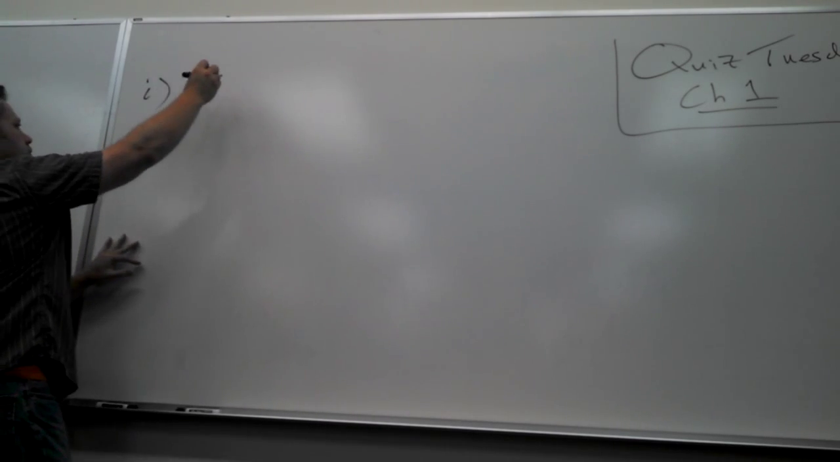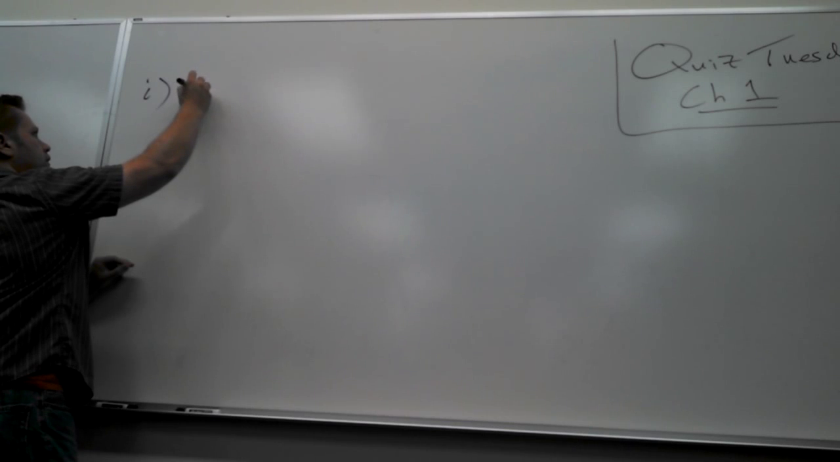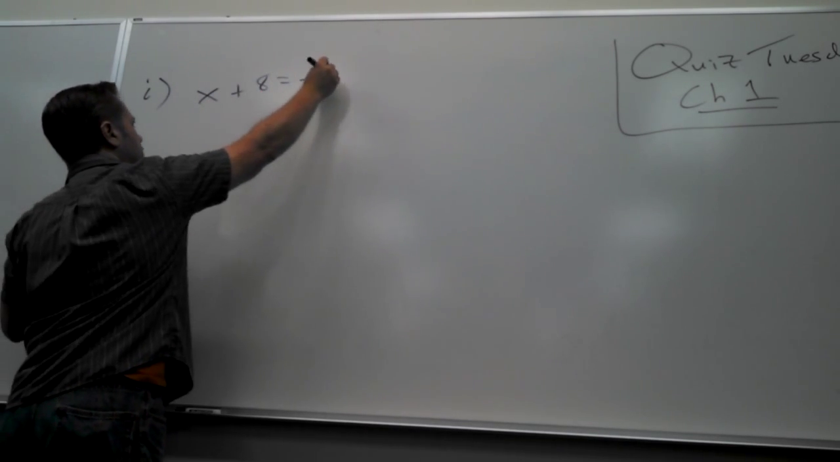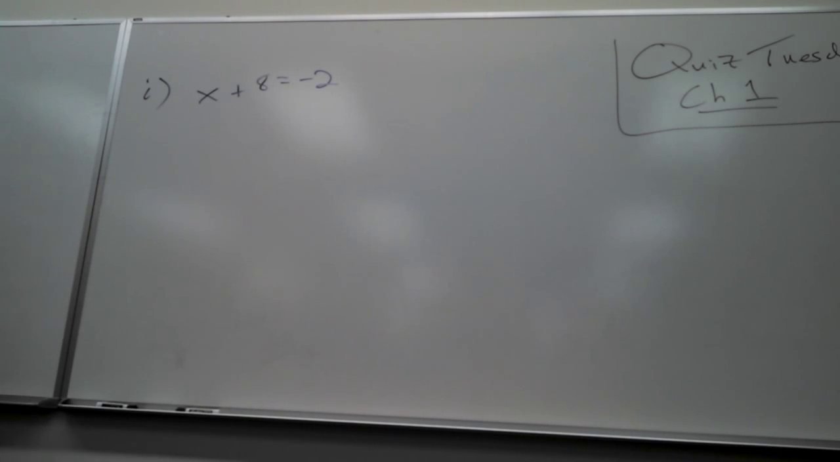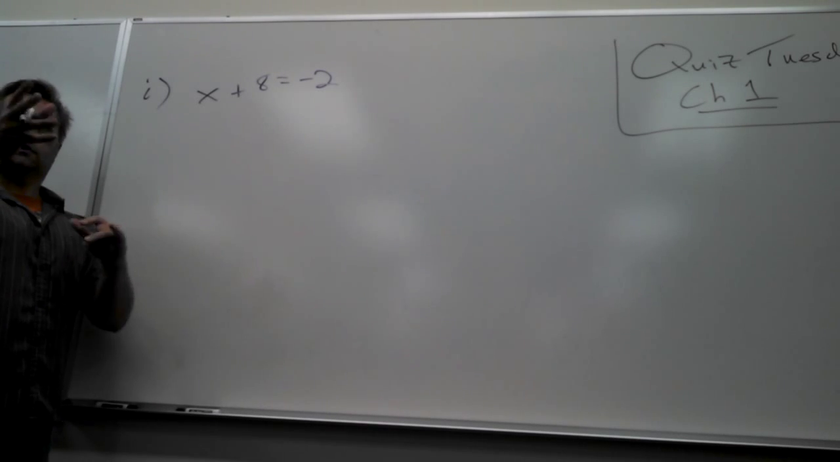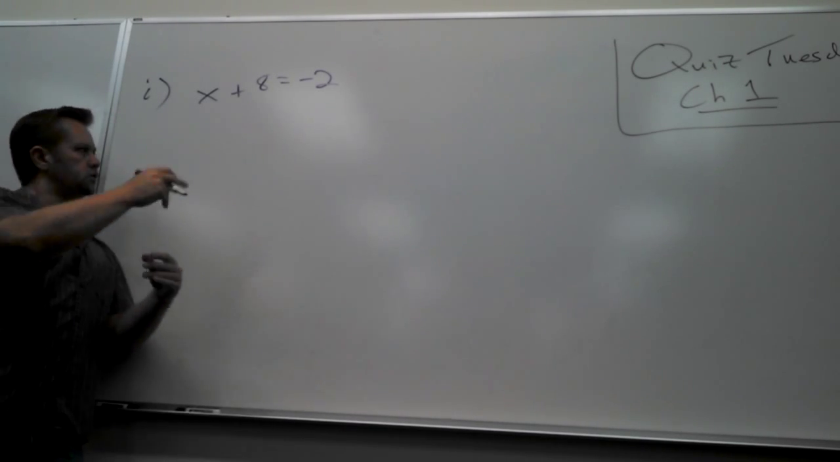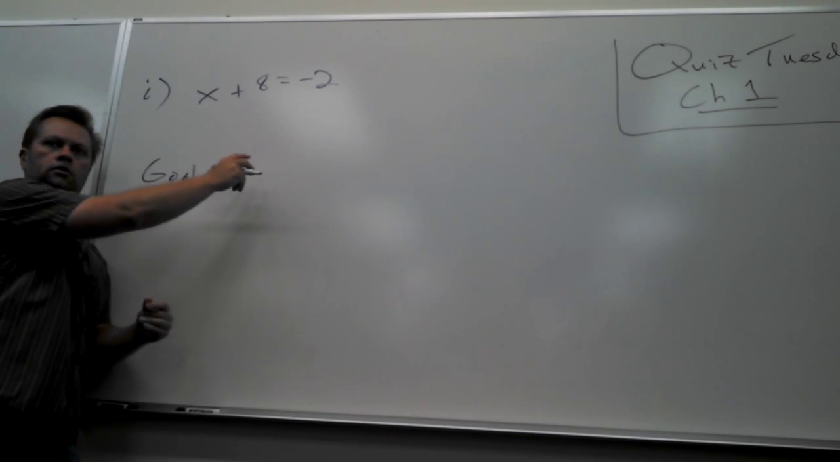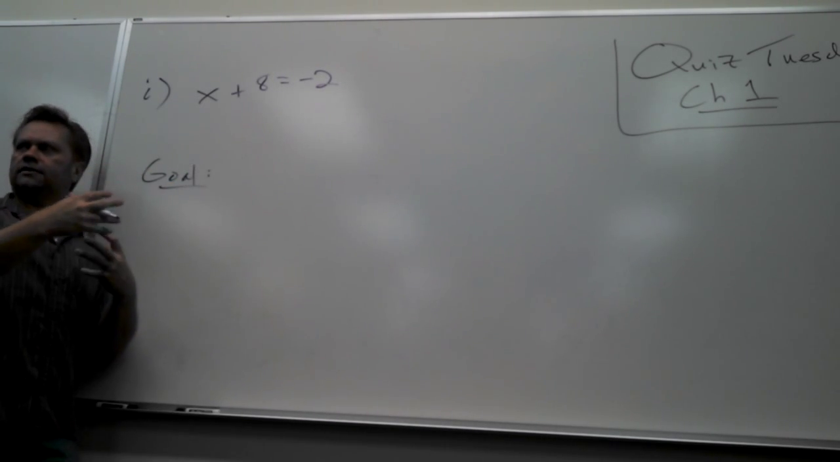So for example, let's just do a couple simple little problems here. If I have x plus 8 equals negative 2, how would I solve that? Yes, sir? You subtract 8 from the left side of the problem. I love it. Because what's your goal? What's the goal in any solving equation? Get x by itself, right?